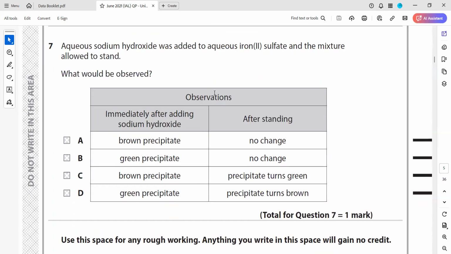Aqueous sodium hydroxide was added to iron 2 sulfate. If we add it to iron 2 sulfate, it will form iron 2 hydroxide, which will be a dirty green precipitate.